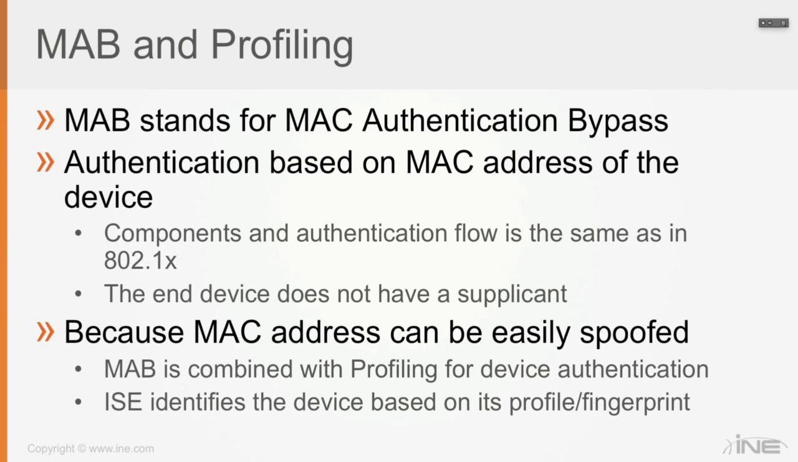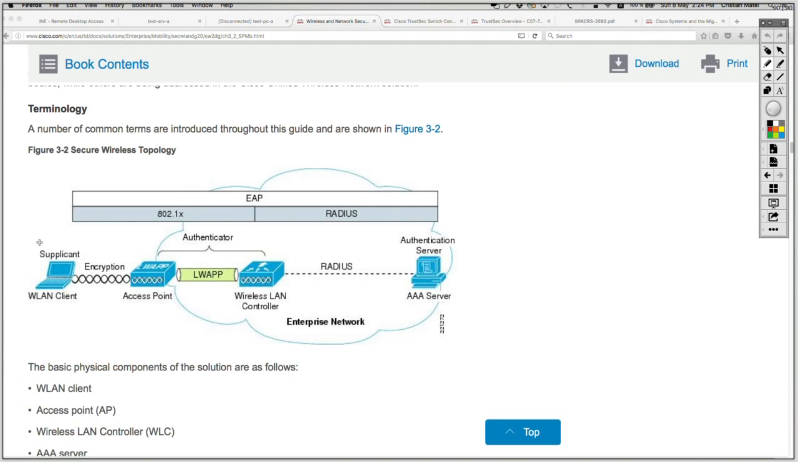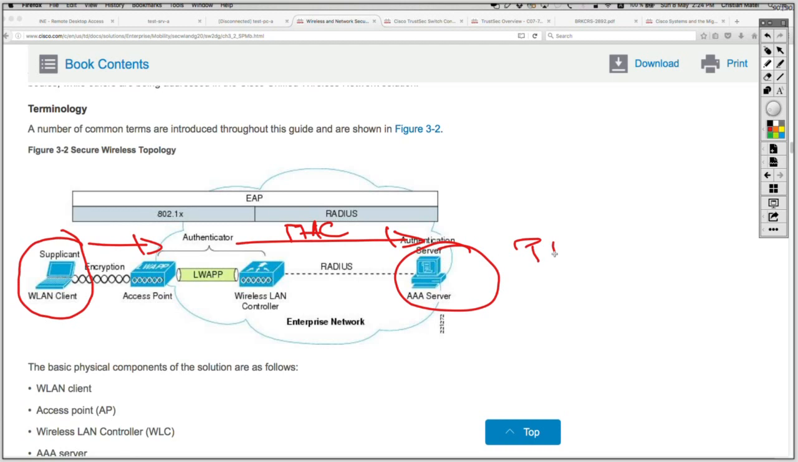Profiling is nothing else but profiling or fingerprinting the end device. So profiling allows the following. Let's say this is a printer which doesn't have an 802.1X supplicant. When we connect the printer to the network, the MAC address is going to be sent over for authentication to the RADIUS server. Then on the RADIUS server, on ISE, we can configure profiling. And what this means is that we're going to implement some tools in the network so that ISE is going to be able to know a lot of information about this connected device.